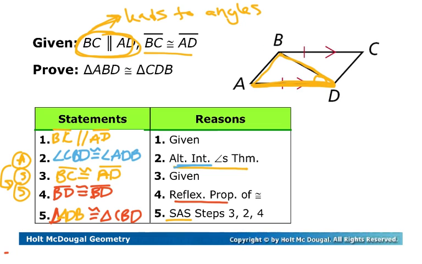So just always make sure that once you are done, the things that you said were congruent to begin with are congruent. For instance, BC, being those first two letters, is going to be in that same order equal to AD, the second two letters. So be careful.